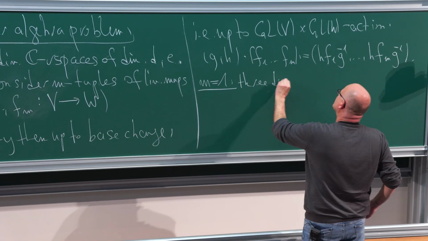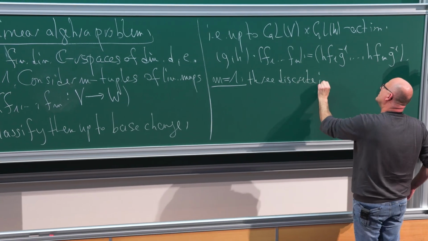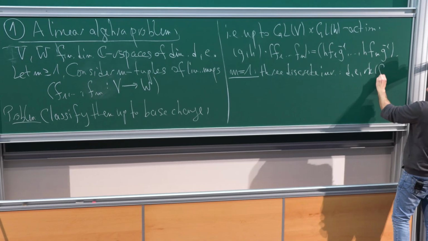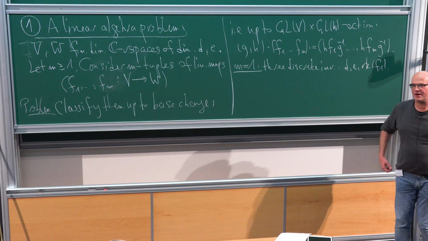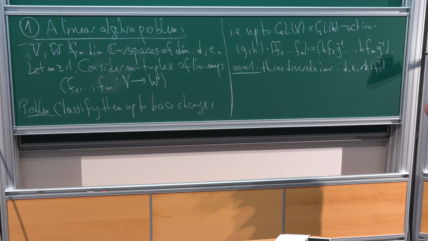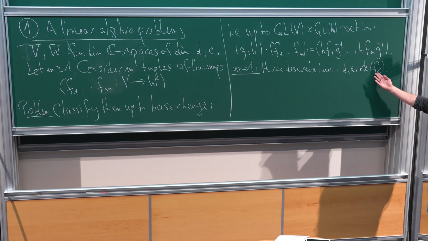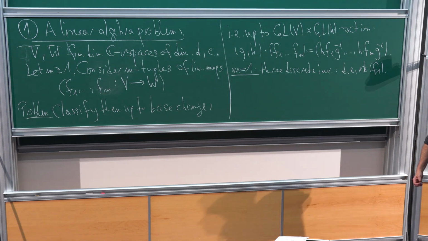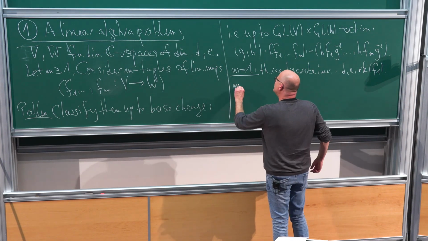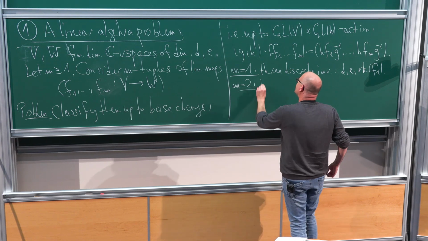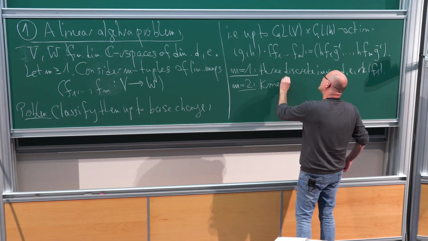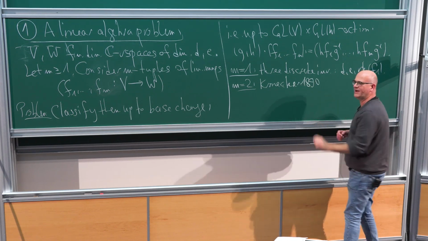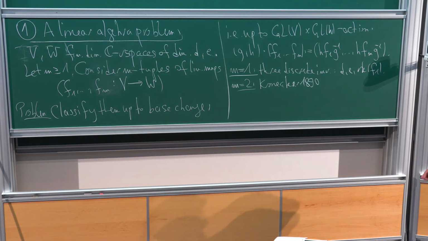Three discrete invariants, D, E, and the rank of this map, F1. And that classifies everything up to the, well, there's an obvious restriction that the rank is something between 0 and the minimum of D and E, and that does the trick. So for m equals 2, classification is more subtle, but it was achieved by Kronecker in 1890. That's why they are called Kronecker moduli.